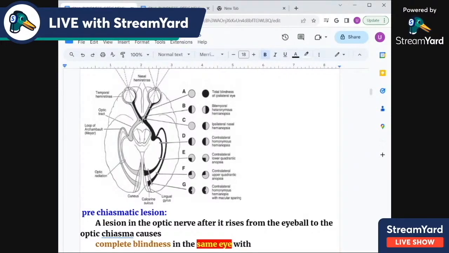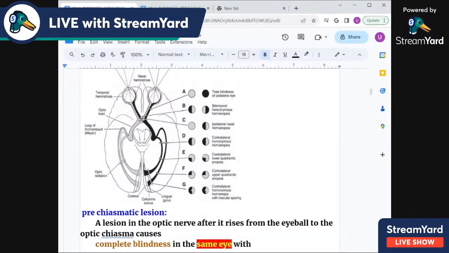So a lesion of the optic tract, what will it cause? It will cause blindness in the opposite half of both eyes. So a right optic tract lesion will cause blindness in the left side of both eyes here. This is a right optic tract lesion that causes blindness in the left side of both eyes. So this is known as homonymous hemianopia, contralateral homonymous hemianopia.